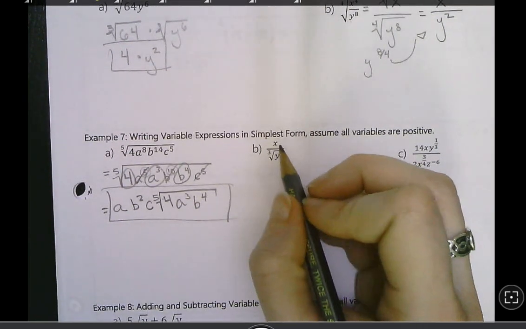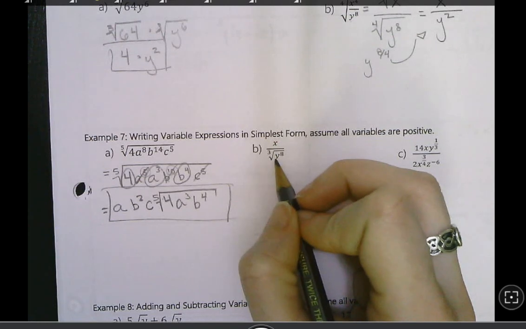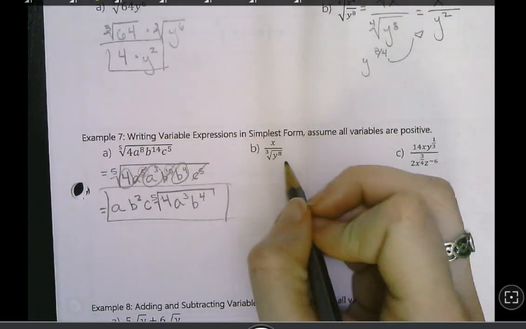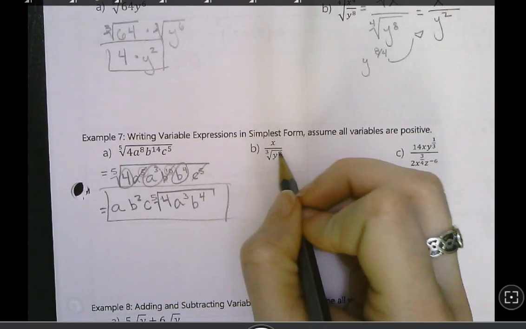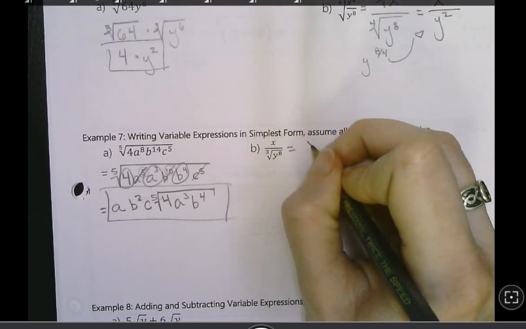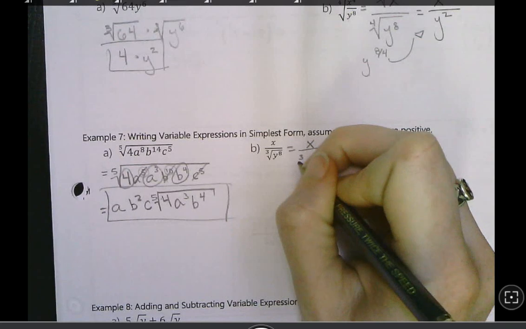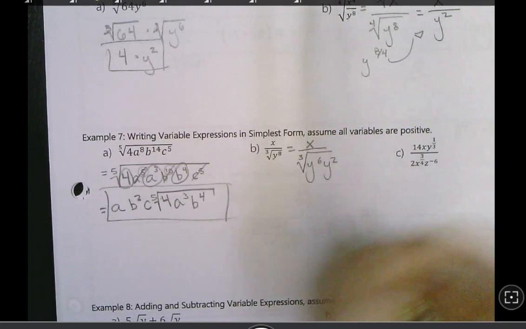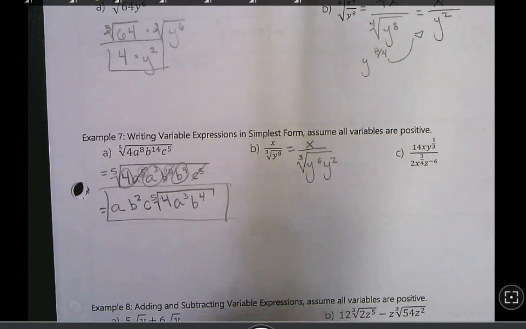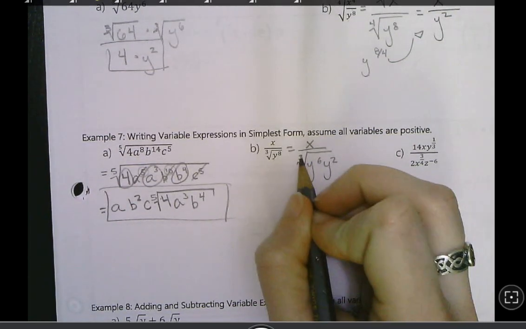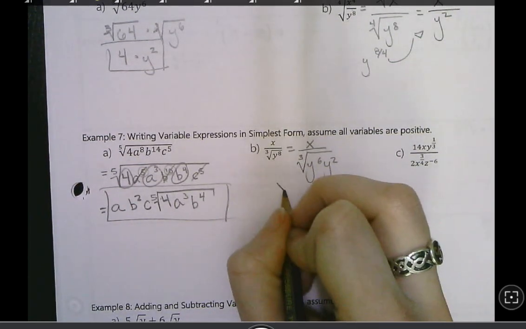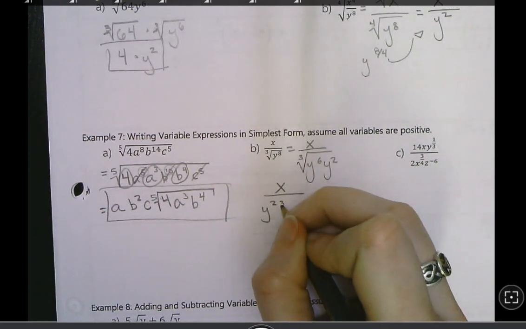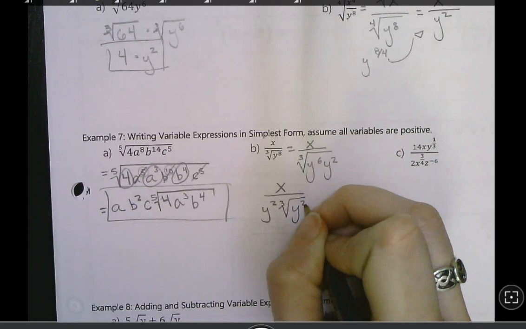For b, we have x divided by the cubic root of y to the 8th. Well, we can simplify that y to the 8th some because I can pull out a y to the 6th here. So we'll do that first. So I have the cubic root, we have a y to the 6th, y squared, because 6 plus 2, that's 8 still. When I divide by 6 and 3, we'll end up taking a y squared out. And now we have the cubic root of y squared.